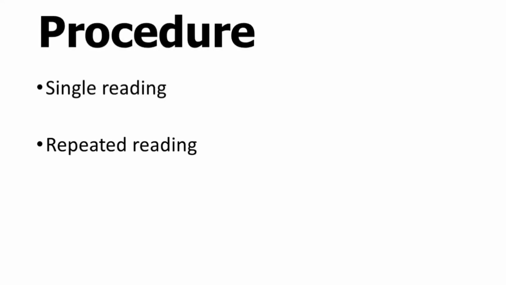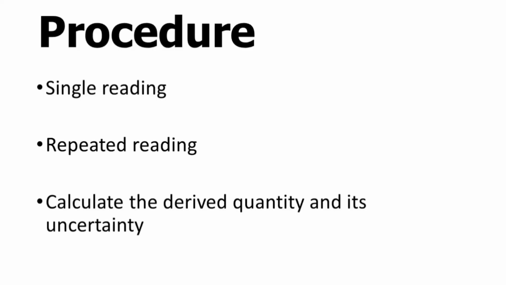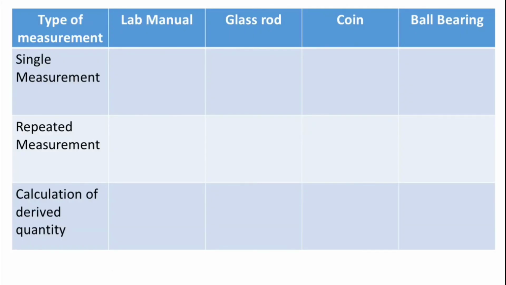The procedure has 3 sections. In the first section, you are going to do a single reading, followed by a repeated reading, and finally you are going to calculate the derived quantity and its uncertainty. Before I end the video, I am going to summarize the procedure of the experiment in this table.